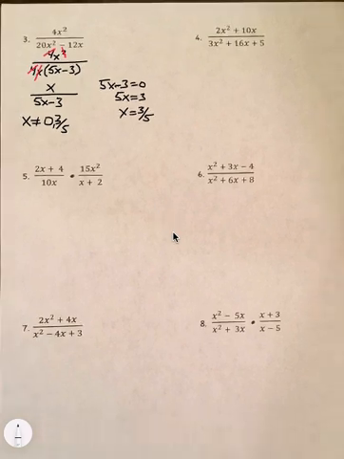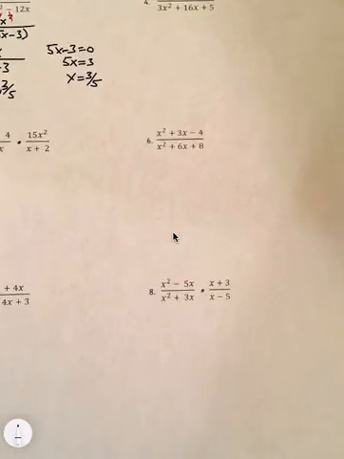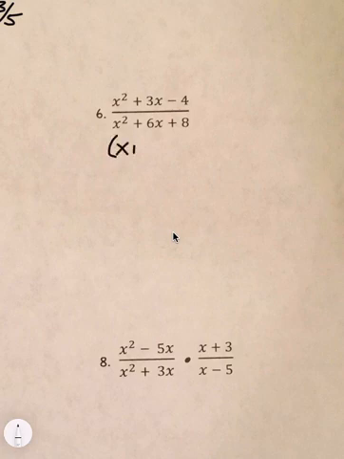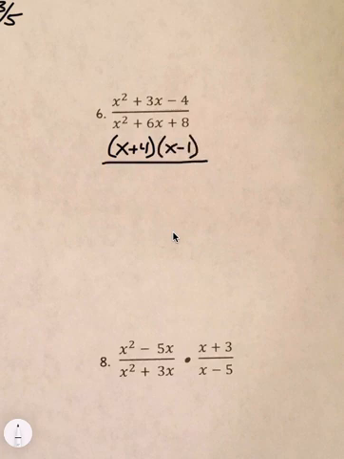So let's look at 6. We need to factor this. So x squared plus 3x minus 4. A times c is 1 times negative 4, negative 4. Two numbers that multiply to be negative 4 and add up to 3 are 4 and negative 1. So we have x plus 4 times x minus 1. And on the bottom, 1 times 8 is 8. The two numbers that multiply to be 8 and add up to 6 are 4 and 2.